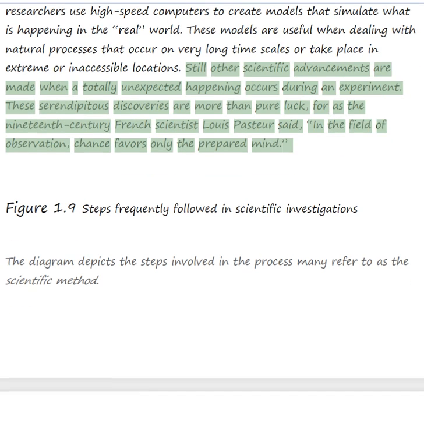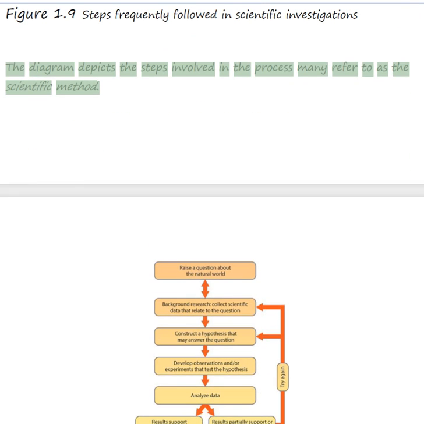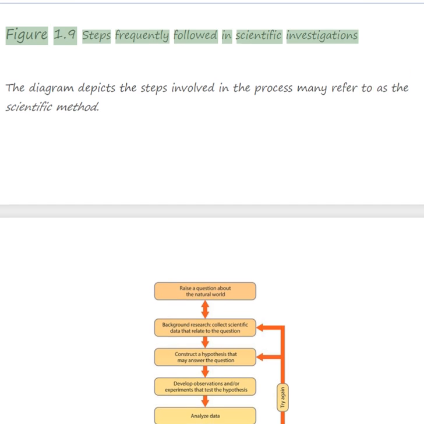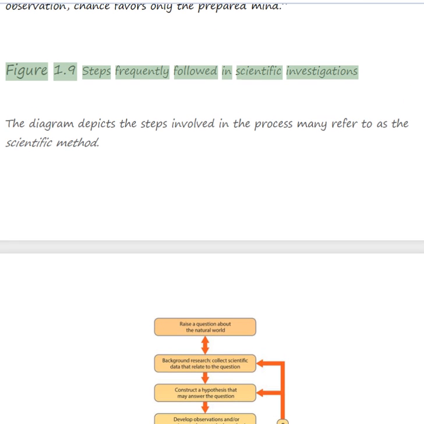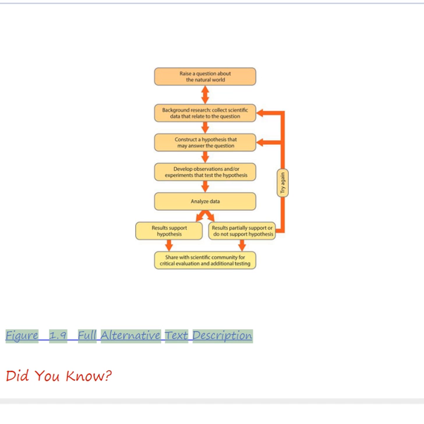Still other scientific advancements are made when a totally unexpected happening occurs during an experiment. These serendipitous discoveries are more than pure luck, for as the 19th-century French scientist Louis Pasteur said, in the field of observation, chance favors only the prepared mind. The diagram depicts the steps involved in the process many refer to as the scientific method. Figure 1.9 Steps frequently followed in scientific investigations. Figure 1.9 Full alternative text description.